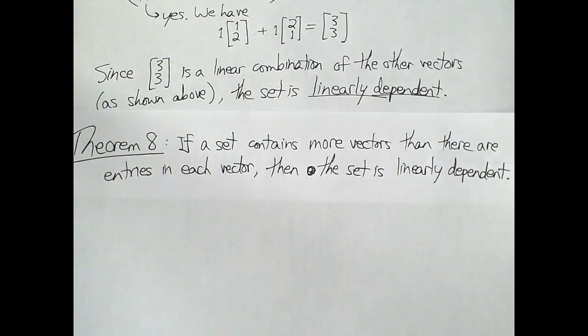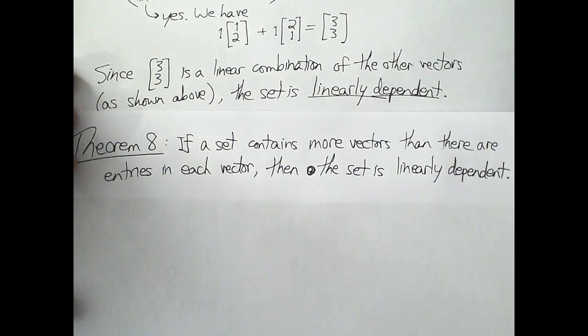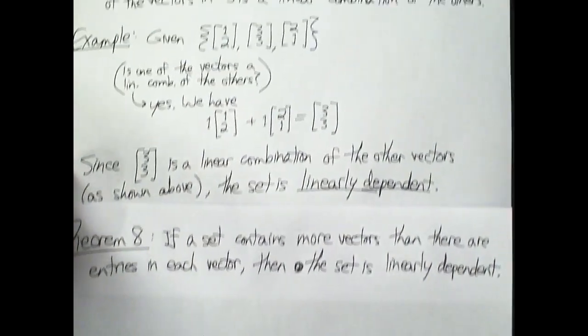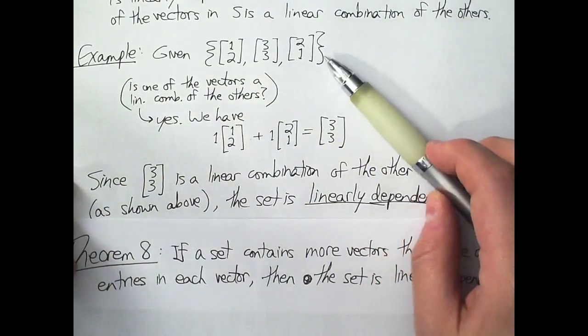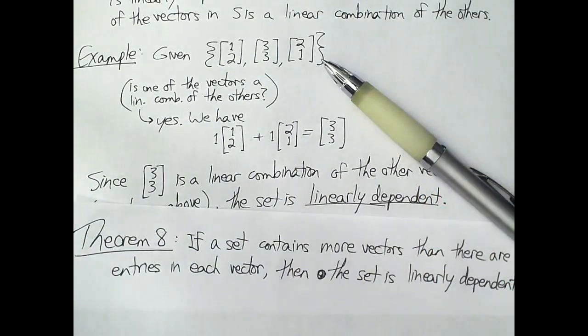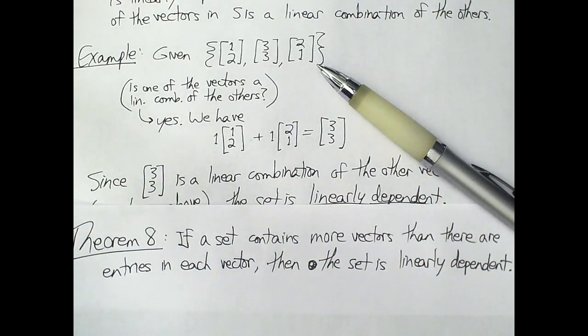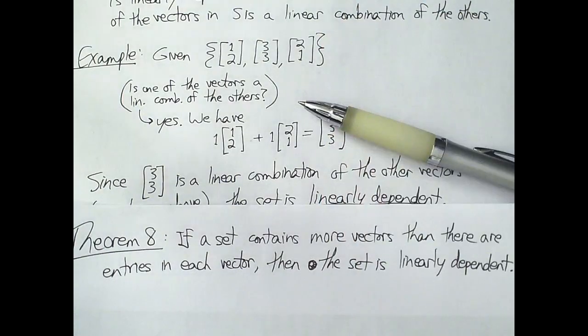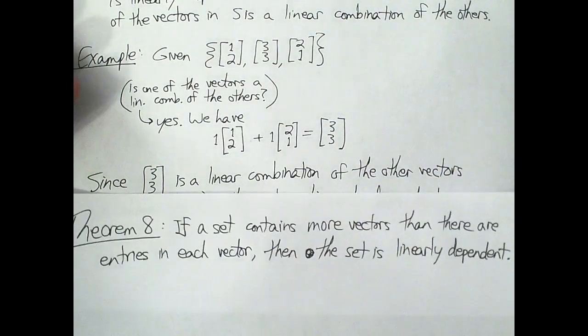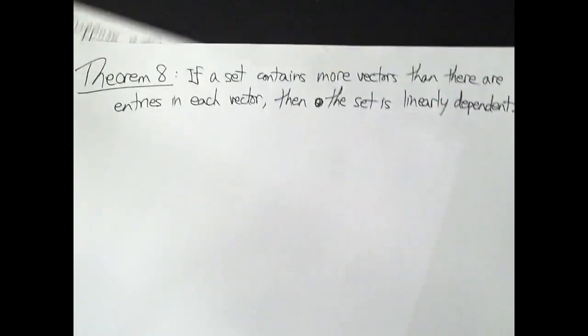I'll show you an example of this, okay? The example is right here above us, this one up here. We could have used Theorem 7 or Theorem 8 for this. This set contains more vectors than there are entries in each vector, because there are 3 vectors, but only 2 entries. So we could have just looked at this and said, by Theorem 8, this set must be linearly dependent. It has more vectors than there are entries in each vector. That's a pretty cool shortcut.